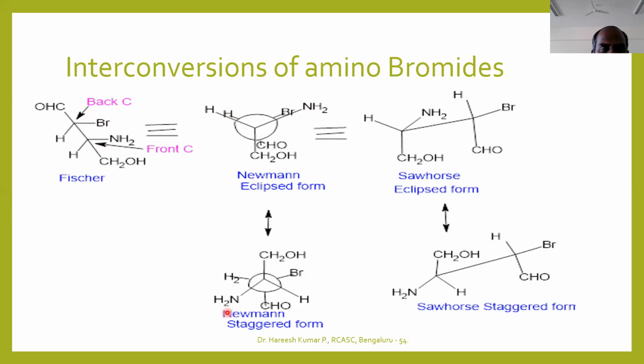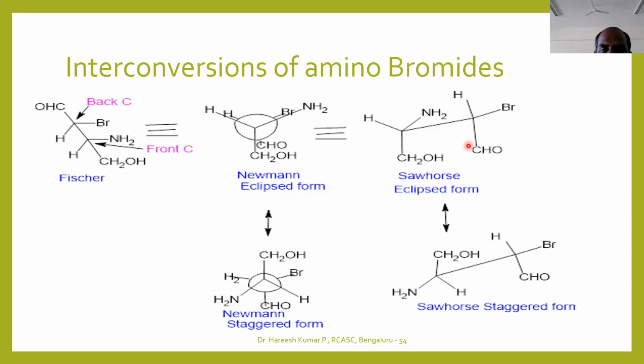Once you know the conversion of Fisher into a Newman, you can convert into a Sahar's. How you can convert: CH2OH here, NH2 is the right hand side, H is on the left hand side, and then the back carbon atom CHO is here, Br here, and then H is here. This is how you can convert Fisher into Newman eclipsed form and Sahar's eclipsed form.